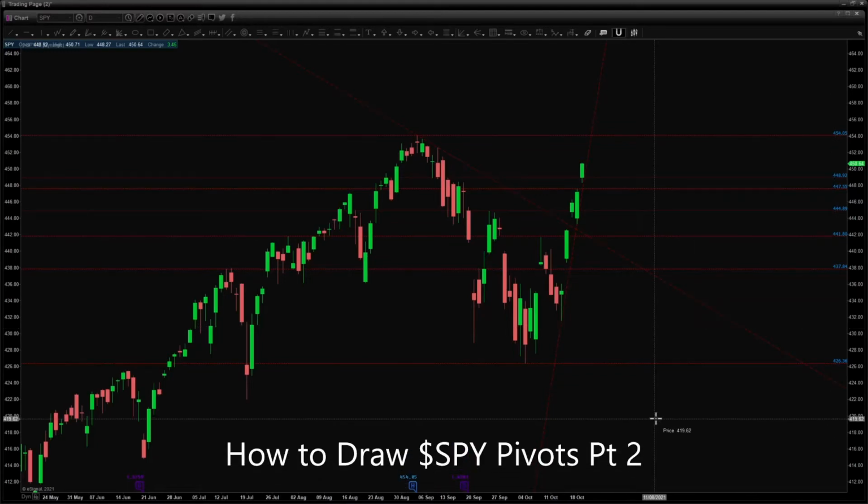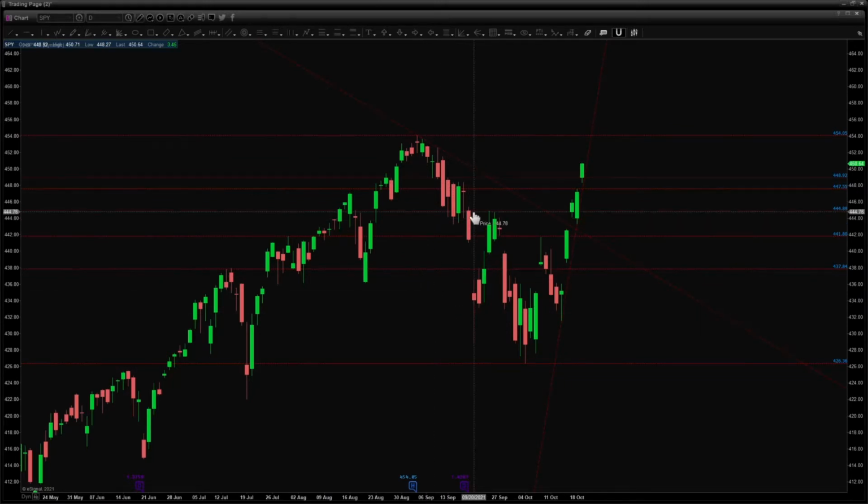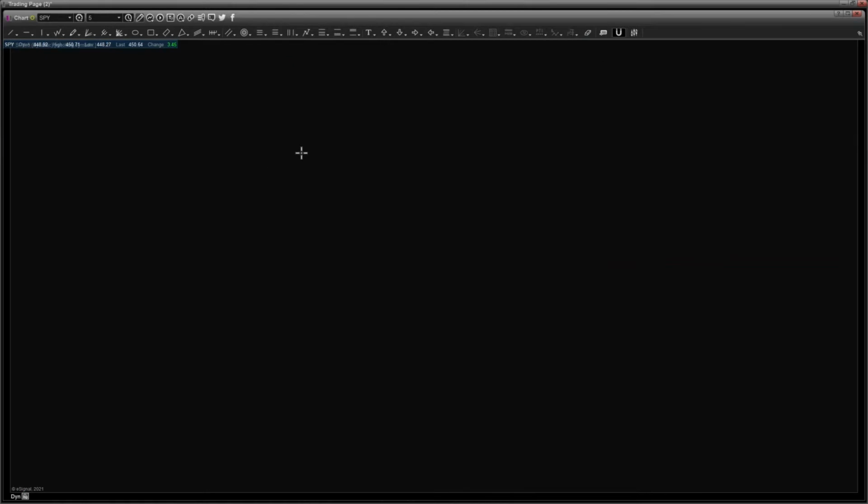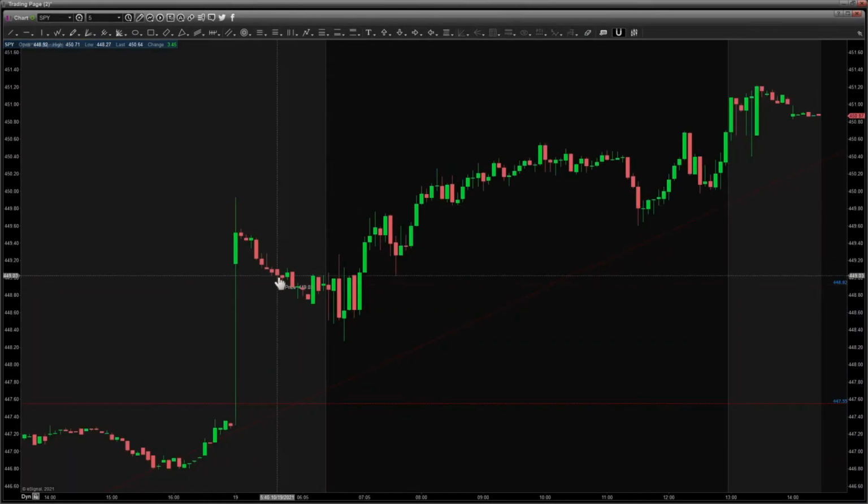Okay, it's the next day. It's 10/19/2021 after the market closed, and these are the lines that I drew yesterday on 10/18. So this is the daily chart that we're looking at on the SPY, and I wanted to see how these lines played out today on a shorter time frame chart. So if we switch over to the 5-minute chart, it looks like when we came into the open, we had a lot of reactivity around this 448.92 level.